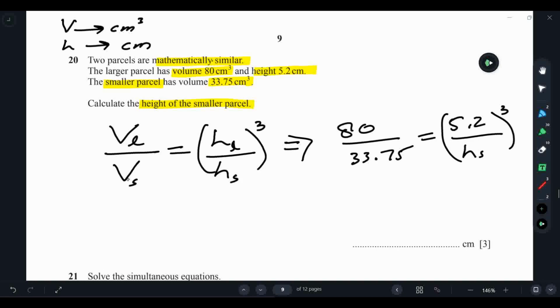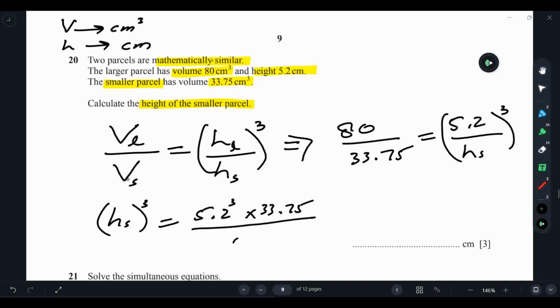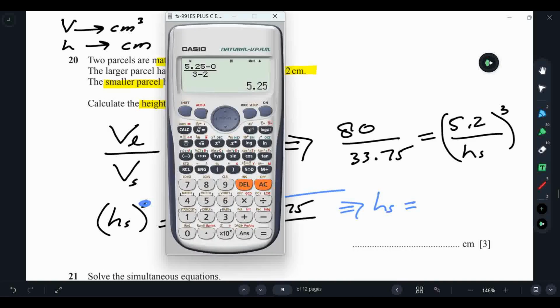Okay, now if we rearrange it, this will be height of the smaller parcel whole cube is equal to 5.2 cube multiplied by 33.75 whole divided by 80. We are just rearranging it. Now the next thing we need to do is remove this cube. So we have to take the cube root of this whole thing. So height of the smaller parcel should be equal to, we need to use the calculator now.